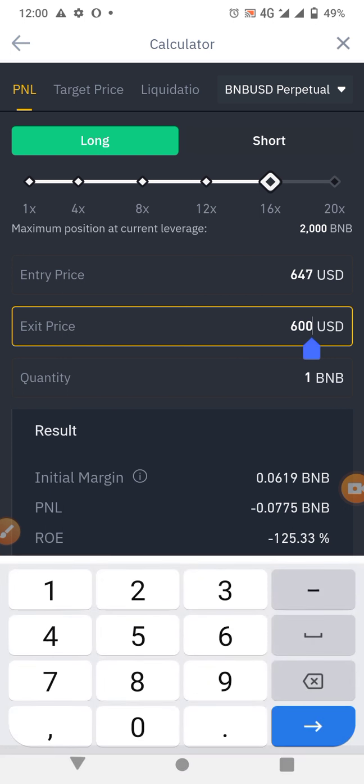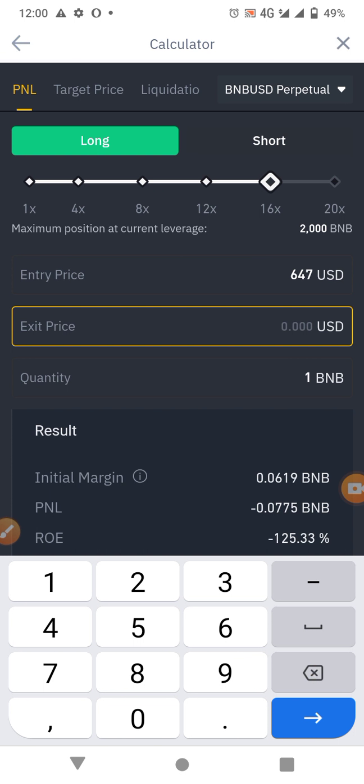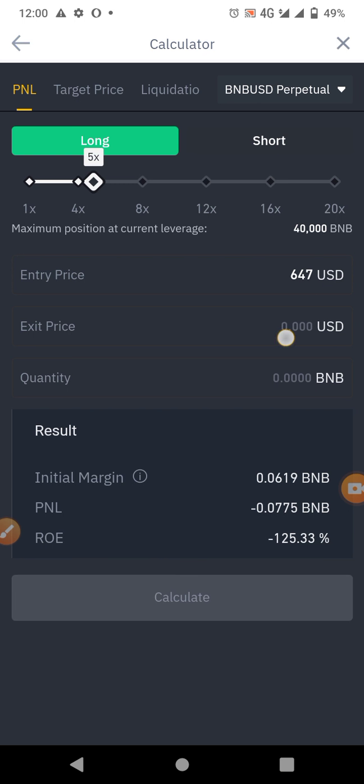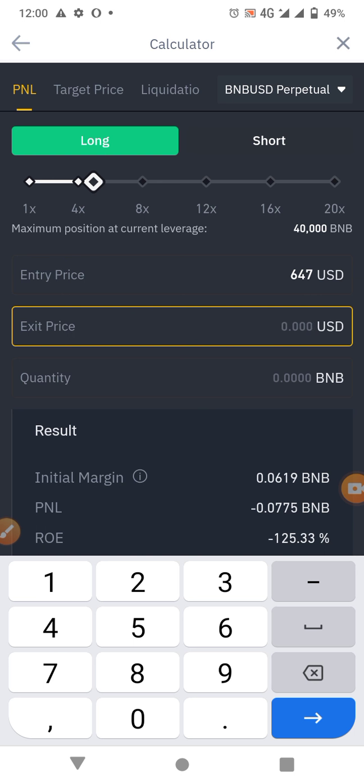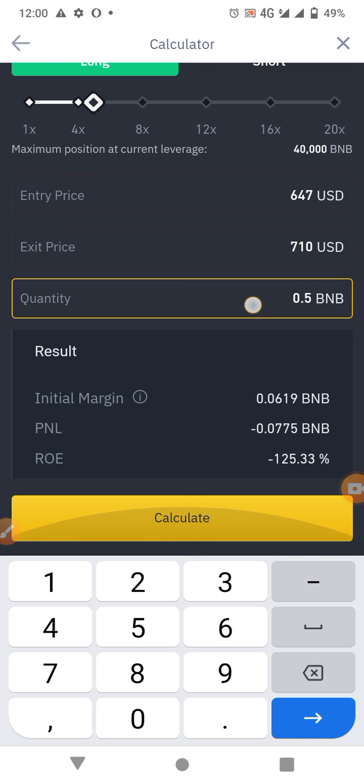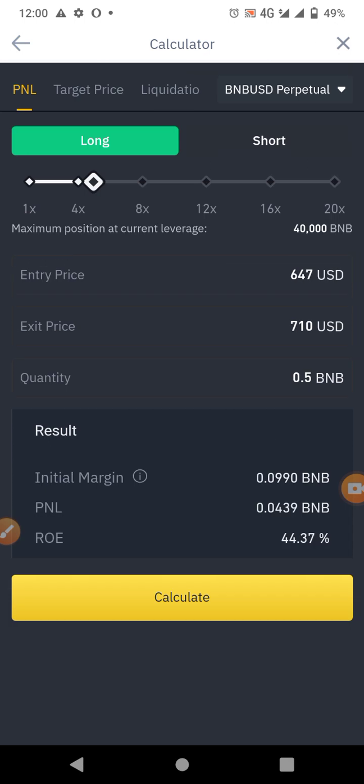Now let's use another example. Now BNB is at $647. Are you getting me? I now use 5 leverage, and I believe BNB will rise to $710. The quantity of BNB I traded was 0.5 BNB. Let's calculate it.